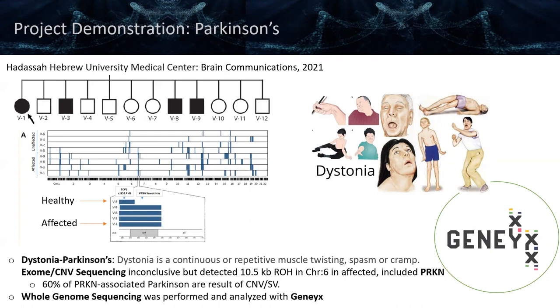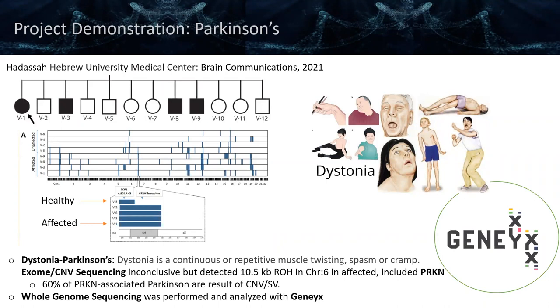I provided an image here on the upper right-hand corner, just to show what those characteristics look like. Ultimately, what they did is they took these affected siblings and they performed exome and CNV sequencing. However, the results were inconclusive, so they weren't able to identify candidate variants that were shared among all of the siblings. So they ran a linkage analysis, and through linkage analysis, they identified a roughly 10 kilobase run of homozygosity in chromosome 6. And chromosome 6 is important because it contains a gene associated with Parkinson's, which is PRKN.